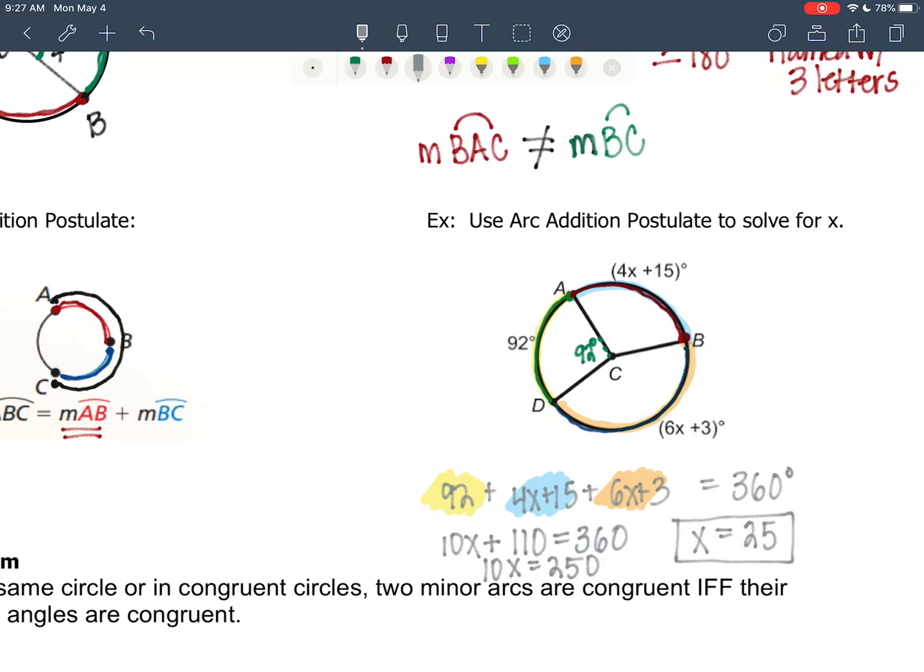Now, if I were to plug that back in, 4 times 25 is 100. So this would be 115 degrees for a central angle, and it would equal 115 degrees for the measure of the arc. And 6 times 25 is 150, plus 3 would make this angle 153 degrees, and the arc 153 degrees. I'm just going to check 92 plus 115 plus 153. I'm going to make sure that I got my addition and subtraction all correct. 7 and 3 is 10, carry the 1. 10, 11, 16, carry the 1, 360. Yep, and my answer makes sense. And all I needed to do was solve for x, so there's my answer.